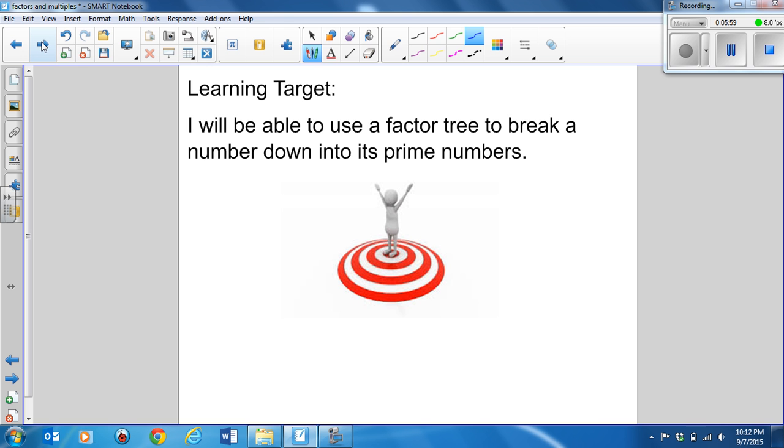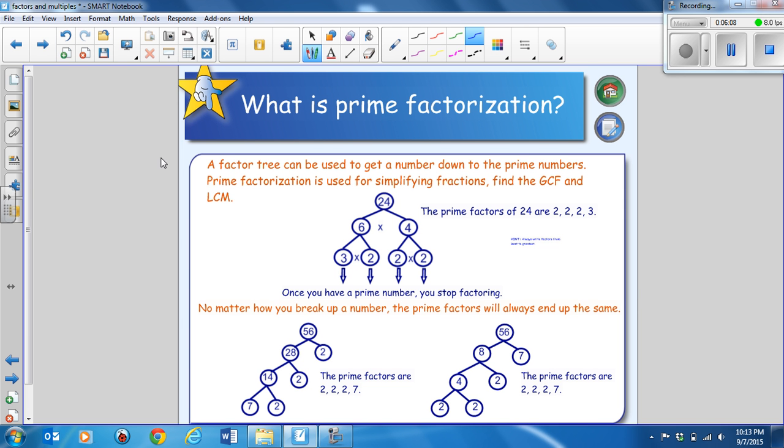All right, the second learning target for today is that you'll be able to use a factor tree to break a number down into its prime numbers. So let's take a look at this. What is prime factorization? A factor tree can be used to get a number down to the prime numbers. Prime factorization is used for simplifying fractions, finding the greatest common factor, and the least common multiple.